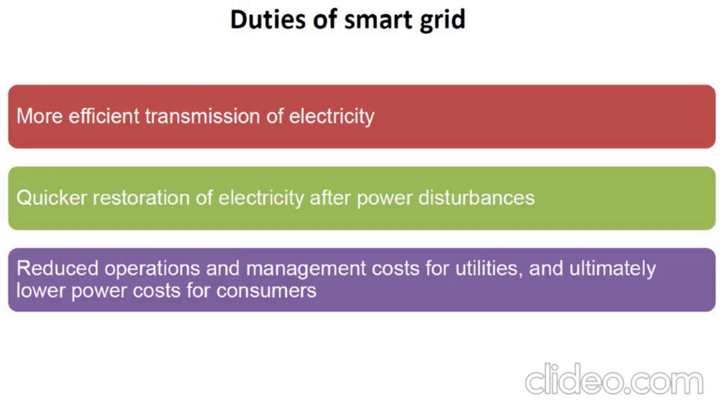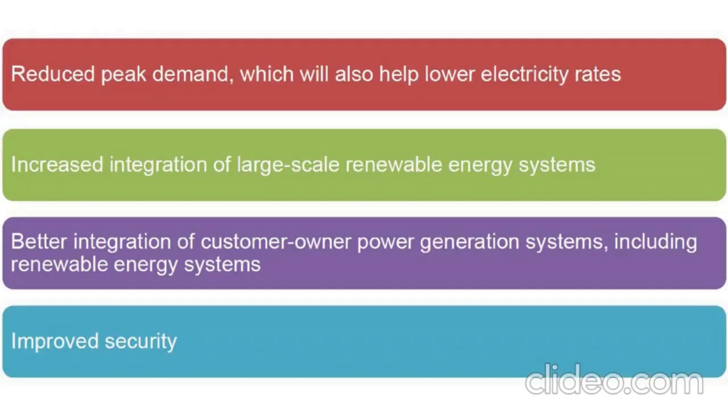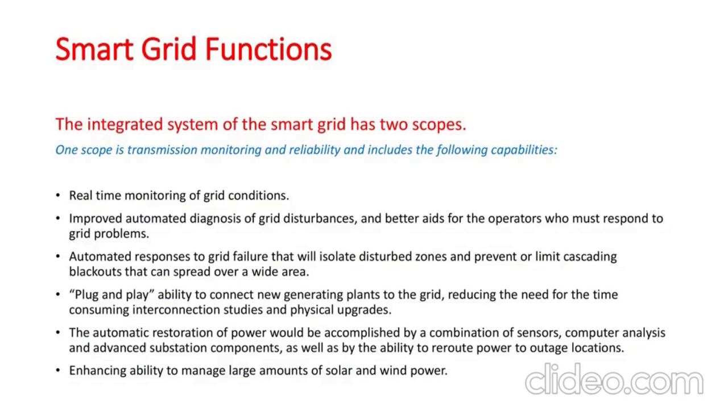Coming to the functions of smart grid, the duties of the smart grid are efficient transmission of electricity from generating stations to load centers, and quicker restoration of electricity after power disturbances. Whenever disturbances occur, they are to be solved immediately. Other duties are to reduce operations and management costs, reduce the peak demand, which will also help lower electricity rates, increase the integration of large-scale renewable energy systems, better integrate customer-owned power generation systems, including RES, and improve security. These are the duties of smart grid.